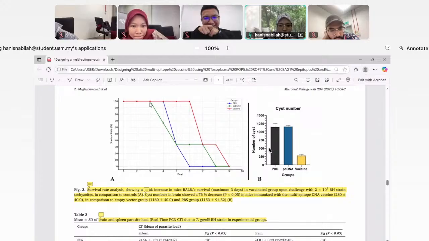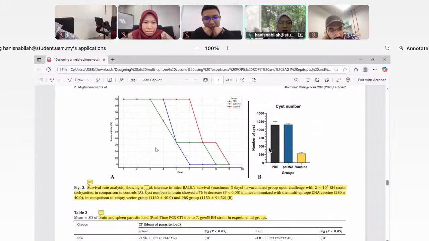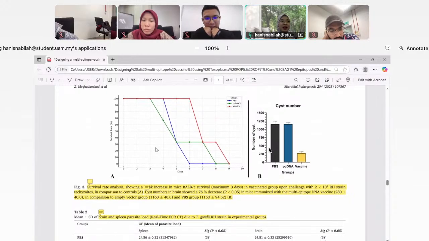It's just one day difference. But I don't know if it's accurate or not, because they did it with only three mice. Yeah, that's why I thought three mice is too few.